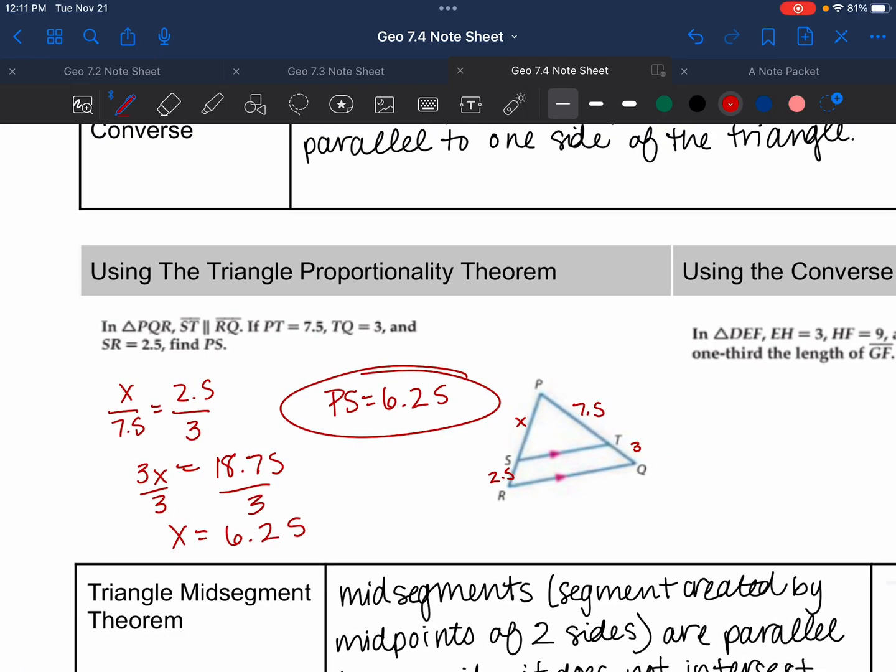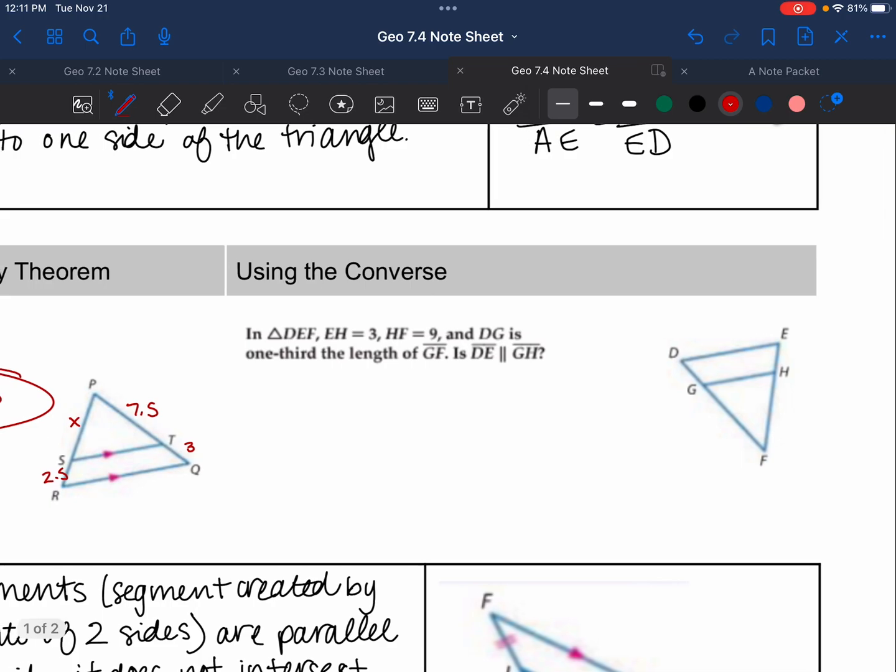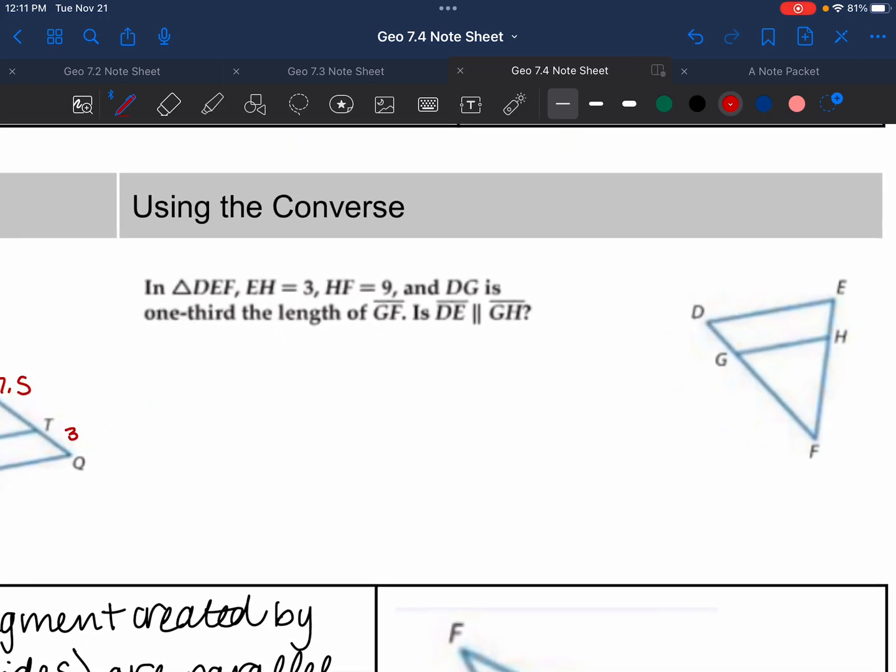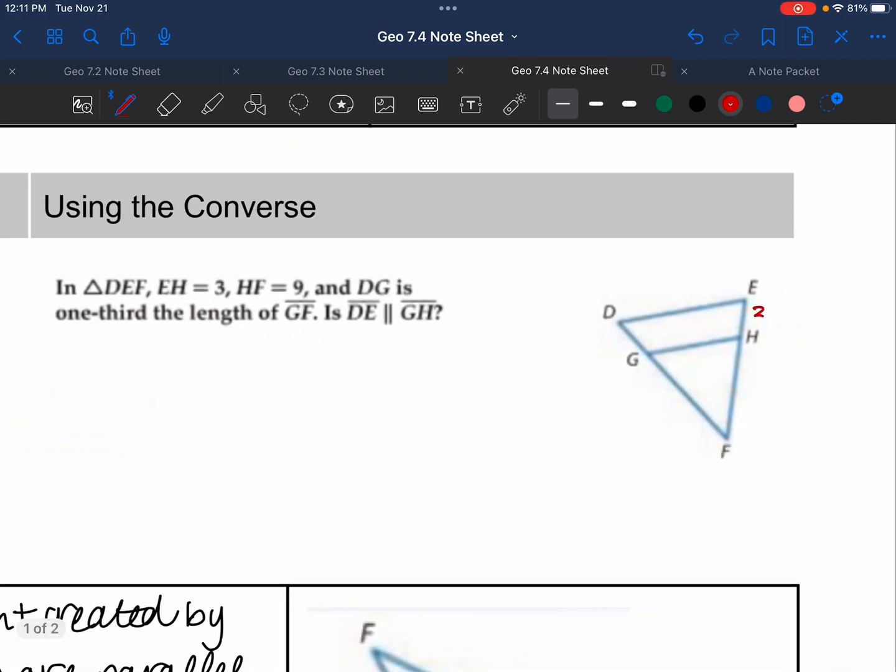Then using the converse, now we're doing the opposite. In triangle DEF, EH is 3, HF is 9, DG is 1/3 of the length of GF. We don't know either of those lengths, so we could say GF is x and DG is 1/3 of that, so 1/3 x. Is DE parallel to GH?